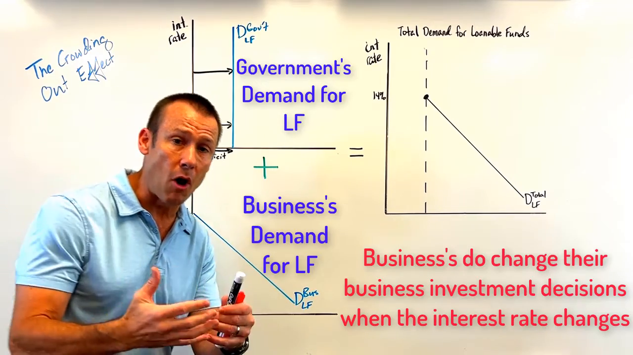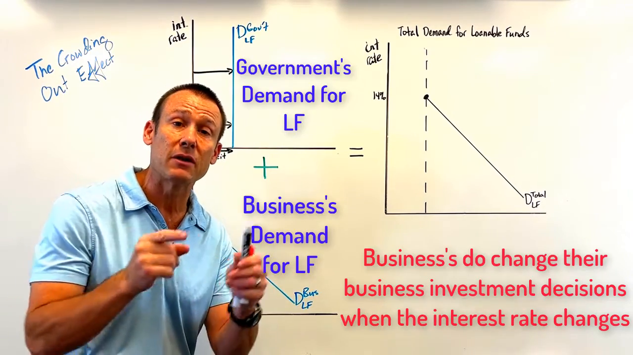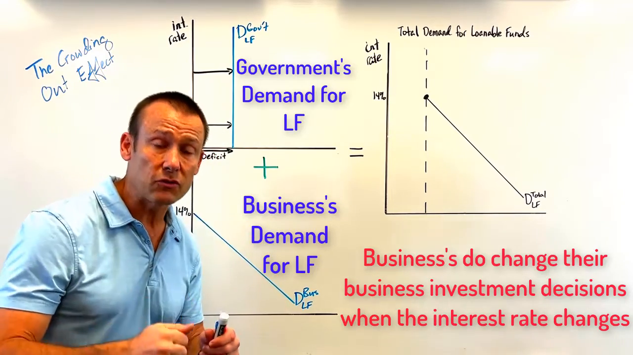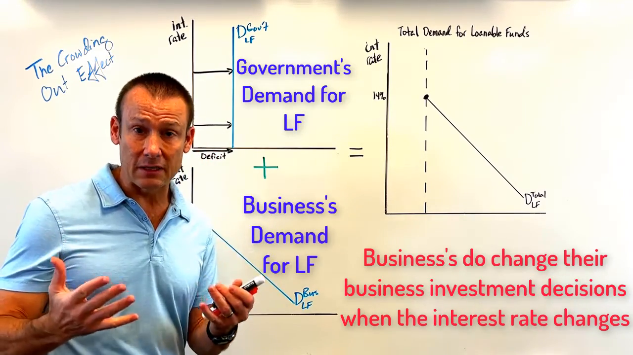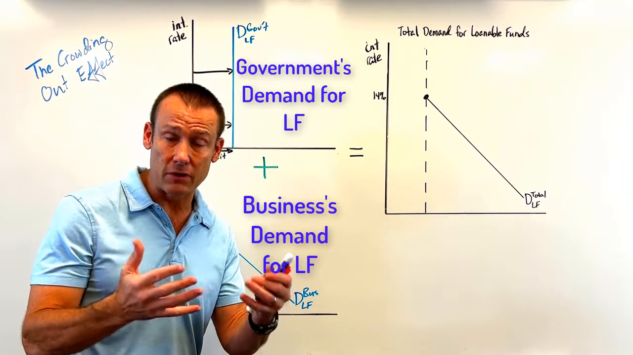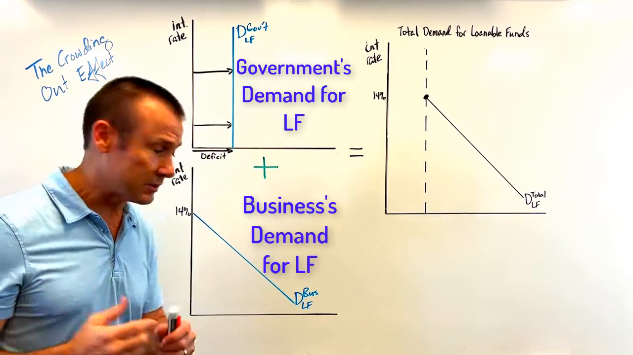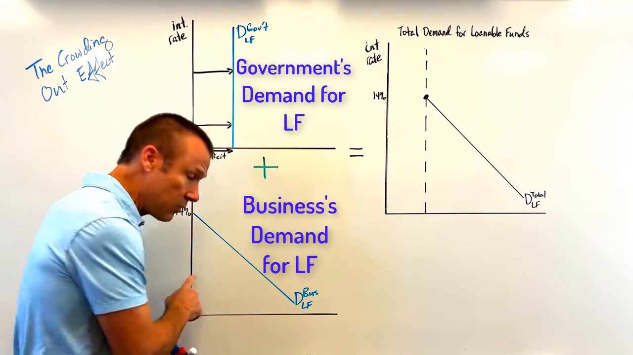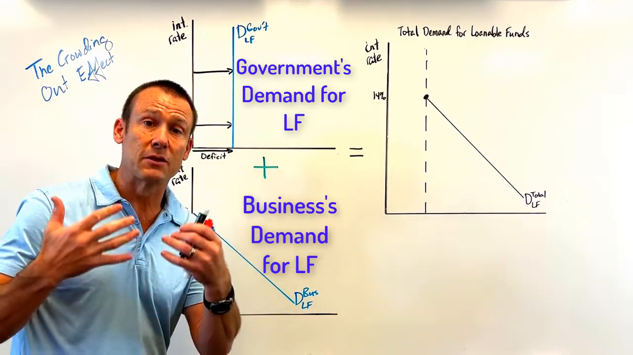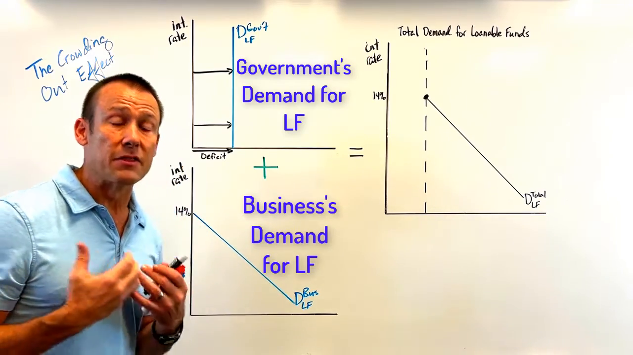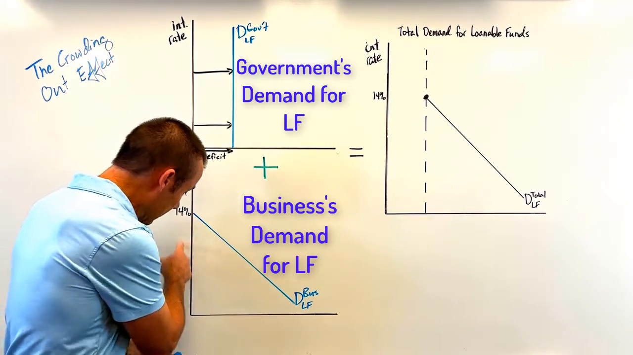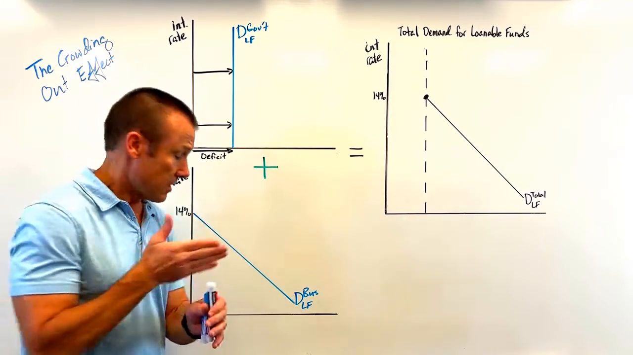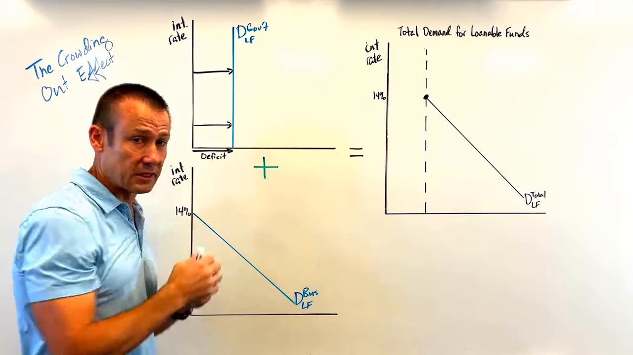They're only going to borrow to do a project if the expected rate of return of that project is greater than the interest rate. So if the interest rate goes up, there will be fewer projects that have an expected rate of return greater than the interest rate, so they will do fewer projects, right? Interest rates go up, they're going to do fewer projects. Interest rates go down, more projects will now have an expected rate of return greater than the interest rate. They will do more projects. So again, interest rate goes down, they will do more projects. Okay, businesses are sensitive to the interest rate. The government is not sensitive to the interest rate.